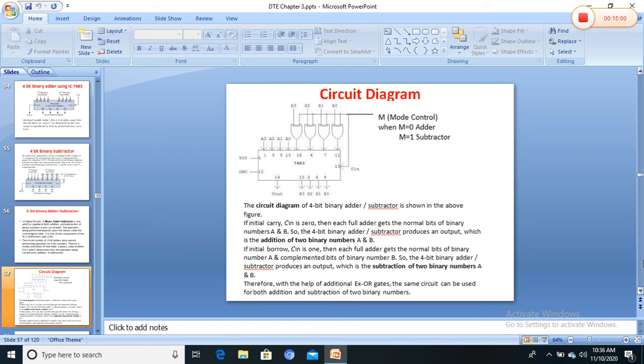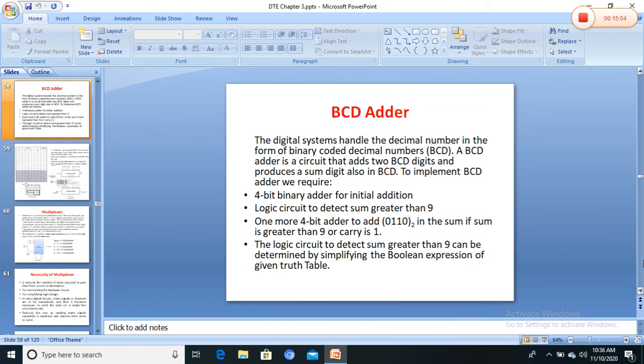This is the 4-bit adder and subtractor combinational circuit. Next is a BCD adder. In this BCD adder we add two BCD numbers. For numbers 0 to 9, BCD and binary are the same, but after that, a valid or packed BCD number is needed.